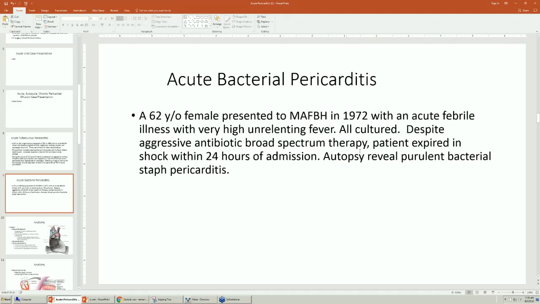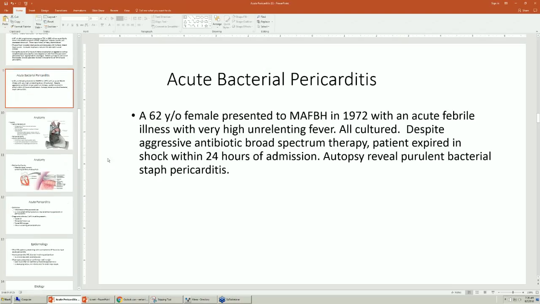And then acute pericardial disease from bacteria is very unusual, and we had a 62-year-old female presented to MacDill Air Force Base Hospital, which was existing in 1972, with acute febrile illness and very high fever that wouldn't go away. Everything was cultured, and broad-spectrum antibiotics for that day were started, and the patient went into shock and died, and the autopsy showed purulent bacterial staph pericarditis. How this happened and how this patient got this, I can't tell you. But that's the only case I've seen. It was a terrible, very rapid course and demise of this patient.